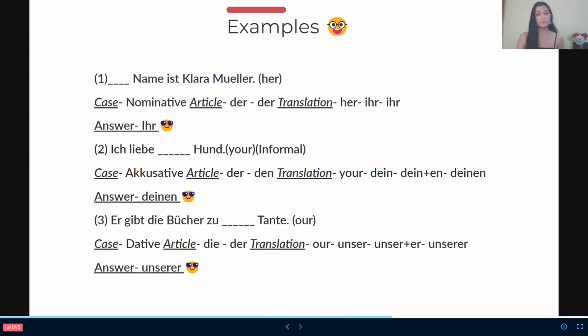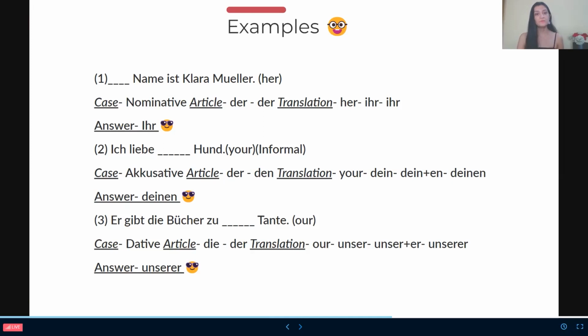Third one, Er gibt die Bücher zu Philips Tante. So here you need to fill up "our", which is: he gives the books to our aunt. Here again we will do the CAT. The case is dative. Why dative? Because you have already seen in A1 that zu is a dative preposition. So whatever comes after it will also be dative eventually. So the case will be dative because zu is a dative preposition. So it has a reason to become dative.